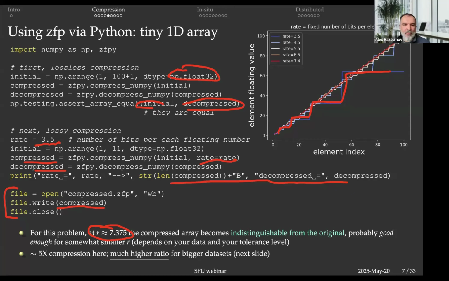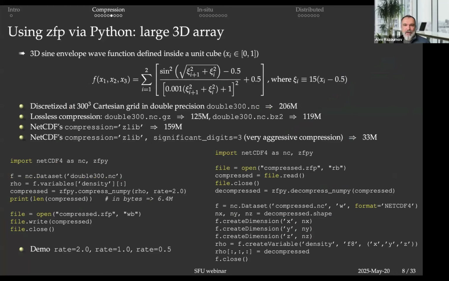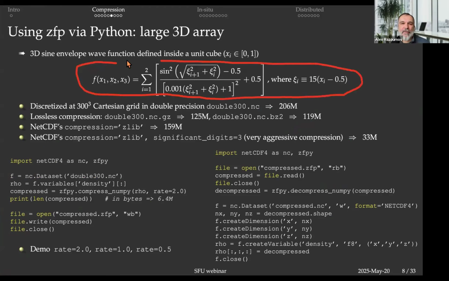But for bigger data sets, for real life data sets, you have a much higher ratio because there you have a lot more data. Here's an example. It's a function that I use very often for teaching visualization and scientific file formats. It's just a mathematical function defined inside a unit cube, so X, Y, and Z go from 0 to 1. Here I discretize this on a 300 cube Cartesian mesh. A 300 cube Cartesian mesh in double precision results in a file which is 206 megabytes large.